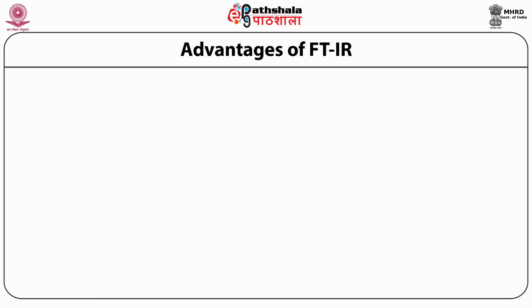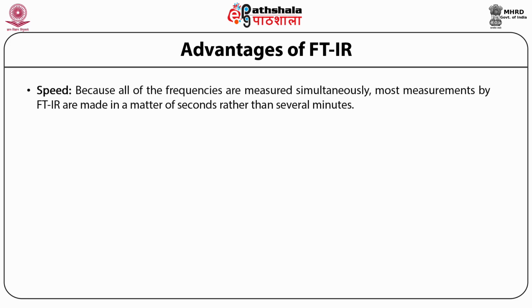Advantages of FTIR: some of the major advantages of FTIR over the dispersive technique include speed, because all of the frequencies are measured simultaneously. Most measurements by FTIR are made in a matter of seconds rather than several minutes. This is sometimes referred to as the Fellgett advantage.